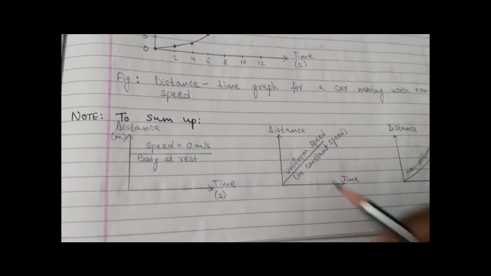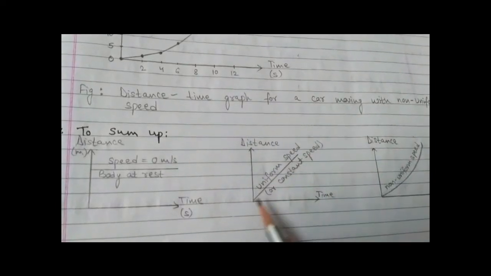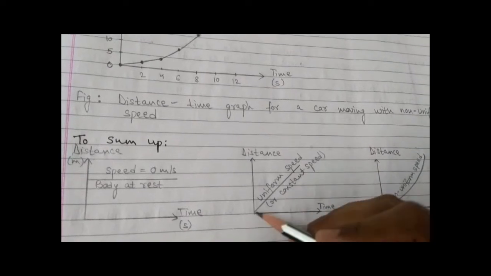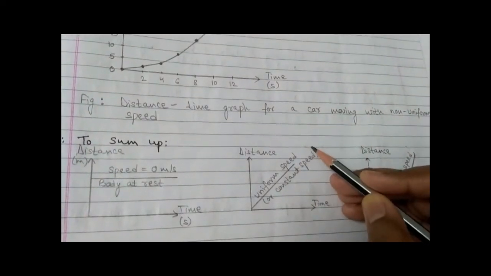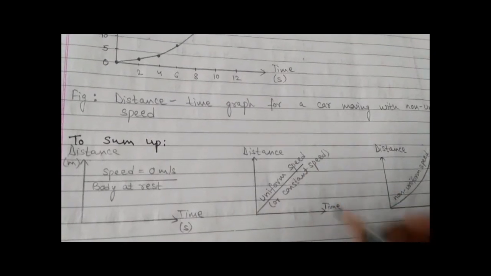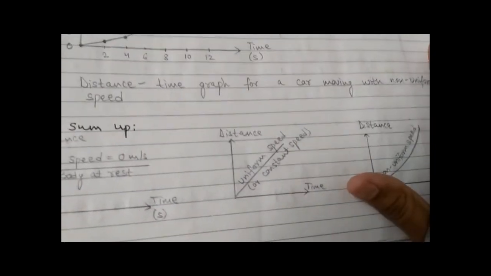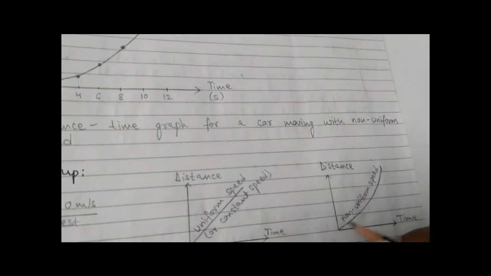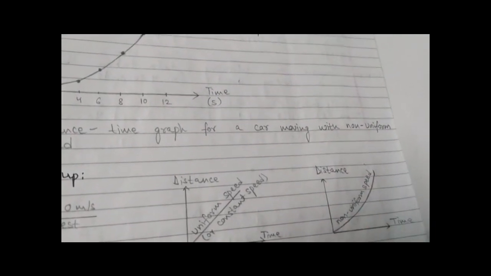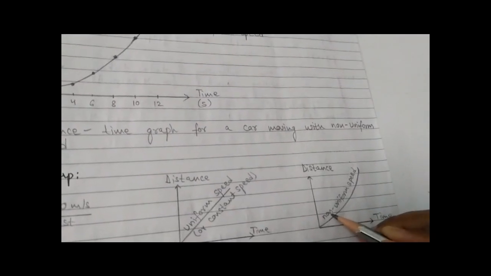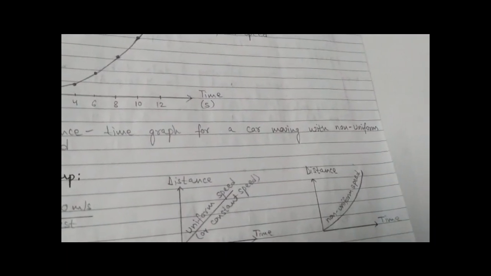Okay. Now in the other case, if we get a straight line inclined to the time axis with certain slope, then we'll say that the body is having uniform speed or constant speed. And in the same way, if we get a curve in the distance time graph, then we'll say that it is having non-uniform speed.